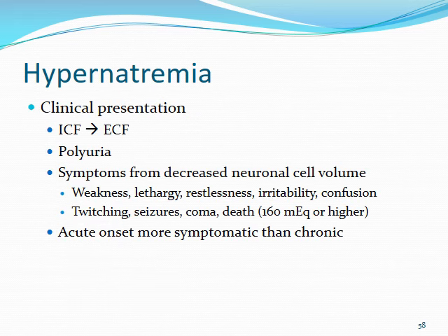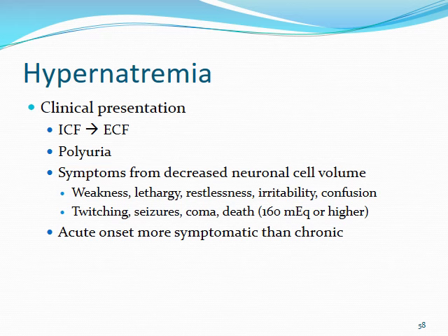So again, clinical presentation, you're going to be seeing a shift of fluid from the intracellular space to the extracellular space. You're going to be having polyuria associated with this, and typically very dilute urine being formed. The symptoms caused by this are going to be related to this decrease in neuronal cell volume. And so certainly you can see things like weakness, lethargy, irritability, confusion, and then also you see more significant CNS effects as you get much higher sodium concentrations, so say 160 or higher.